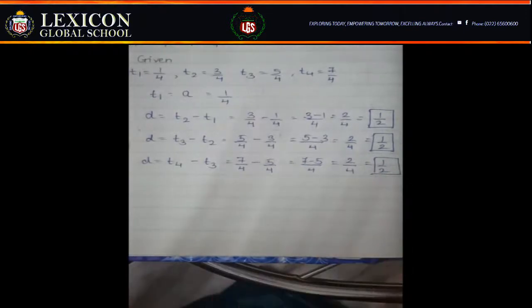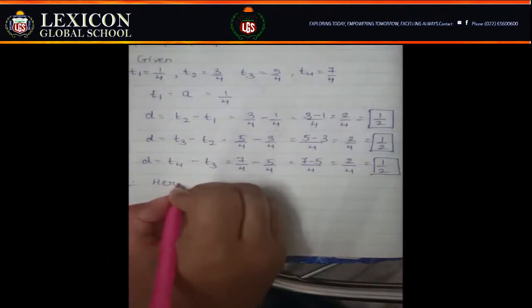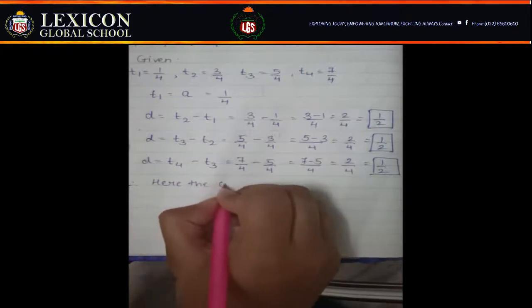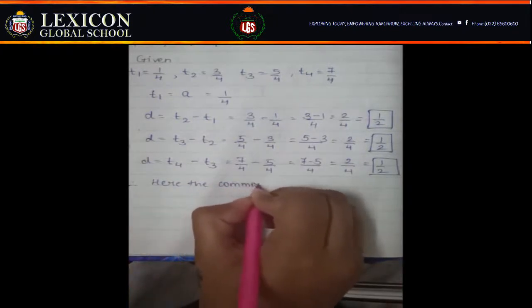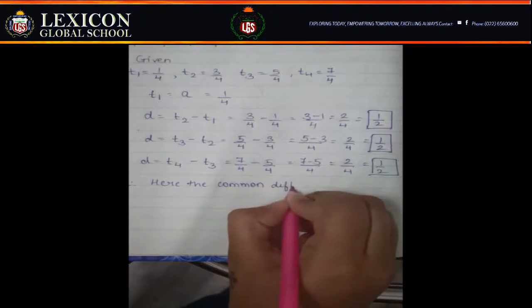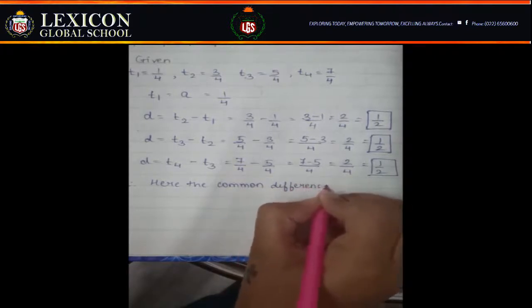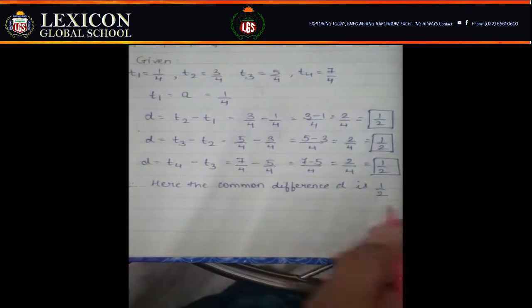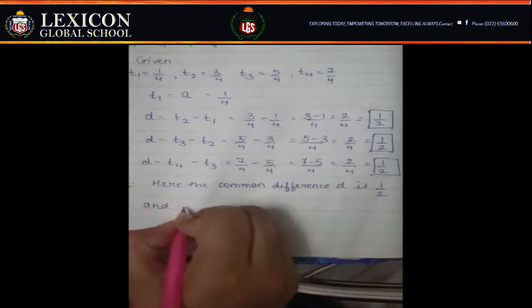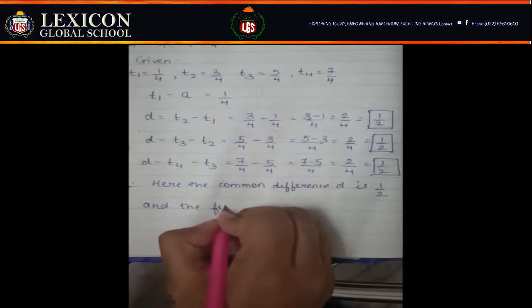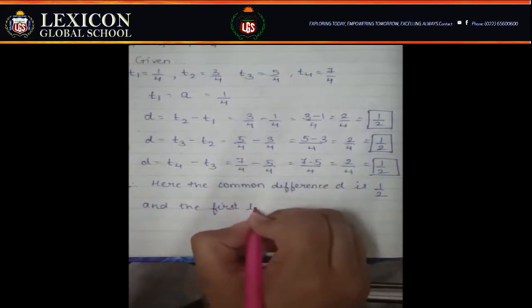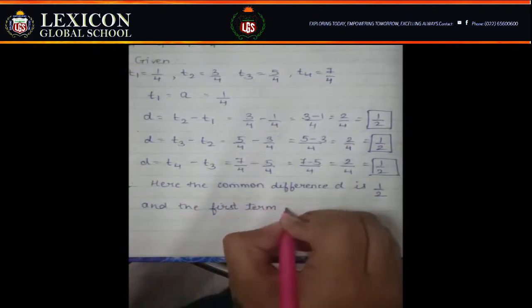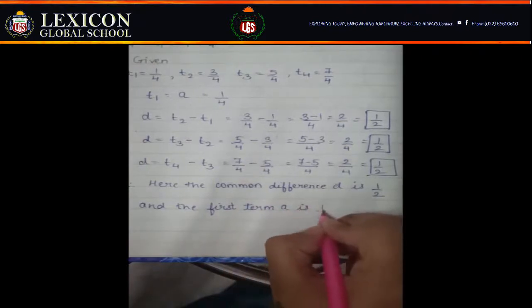As you can see, the common difference is same. Therefore, what can we write? Here, the common difference D is 1 upon 2 and the first term A is 1 upon 4.